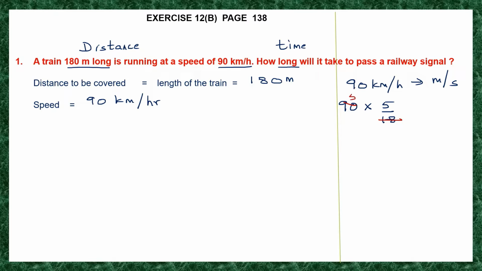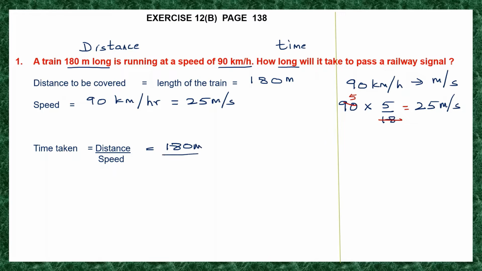18 fives are 90. So we just multiply 5 fives are 25. Now my answer is in meter per second. So speed we have converted to 25 meter per second. Now we have been asked to find the time taken and the formula is distance by speed. The distance is 180 meters and the speed is 25 meter per second. So the units are the same now.